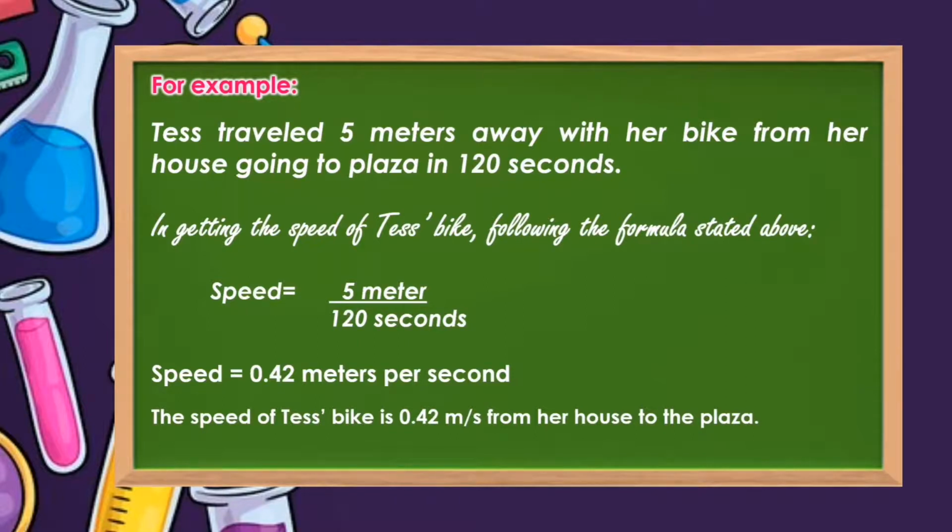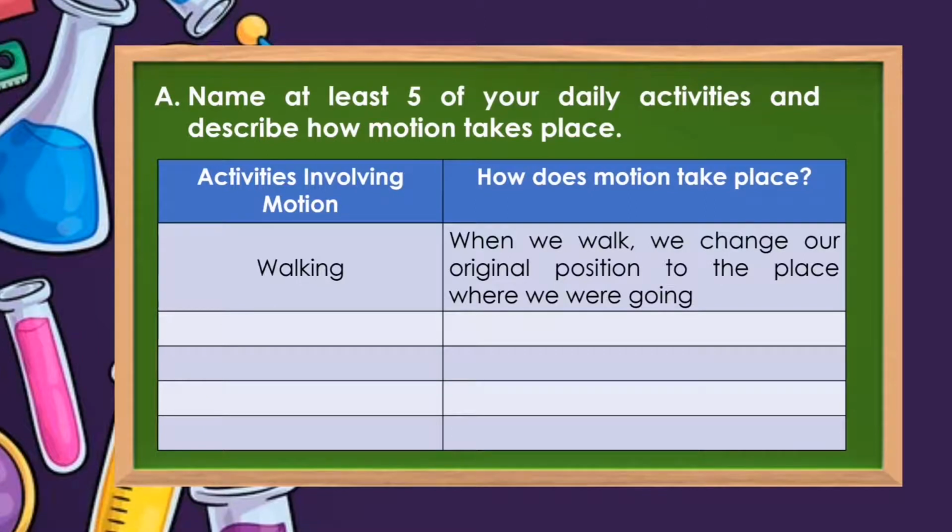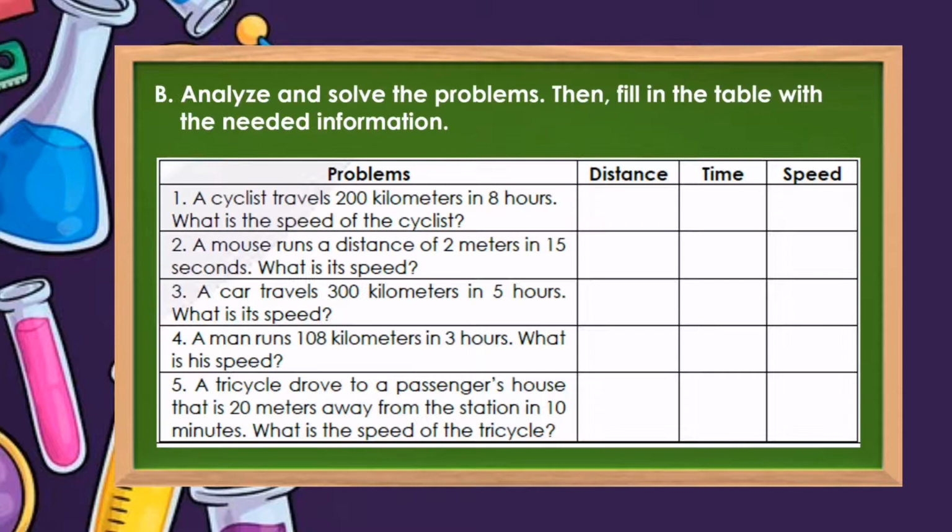At this moment, you are going to name at least 5 of your daily activities and describe how motion takes place. For example, walking. So when we walk, we change our original position to the place where we are going. For the next activity, analyze and solve the problems. Then, fill in the table with the needed information.